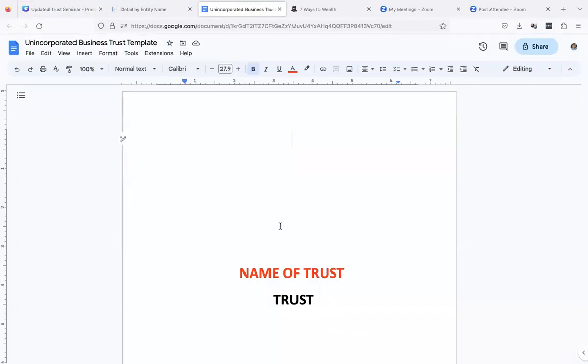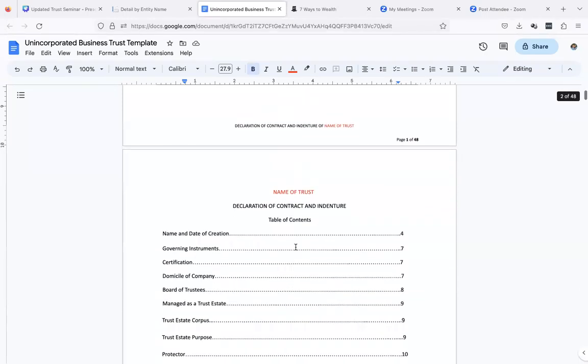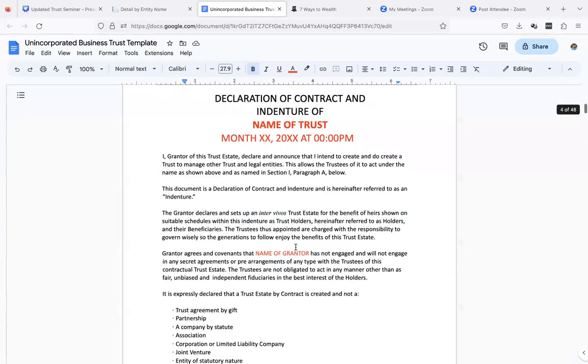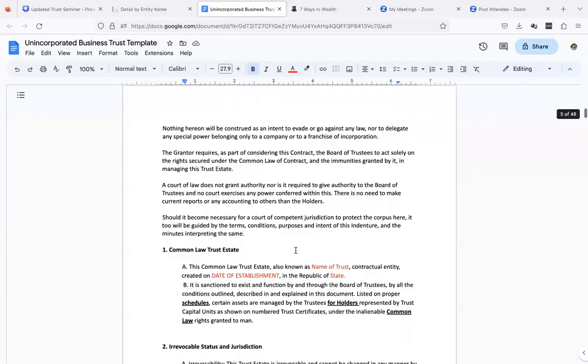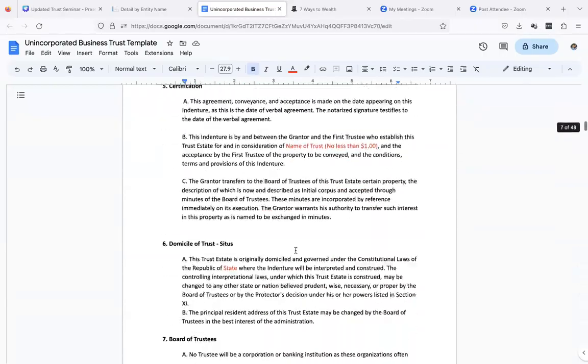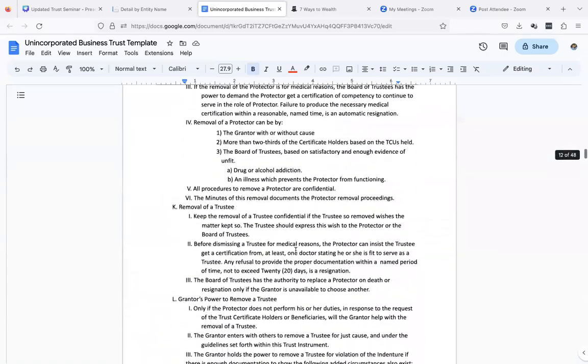So this is an example of what a trust document looks like, right? Everything that you see in red is what you're going to be filling out, if you decide to go into the program. So here we have a table of contents. We have your declaration and your indenture, which is your agreement. And I'll just continue to scroll down and you guys can see the stuff that is in red is the stuff that you want to customize.